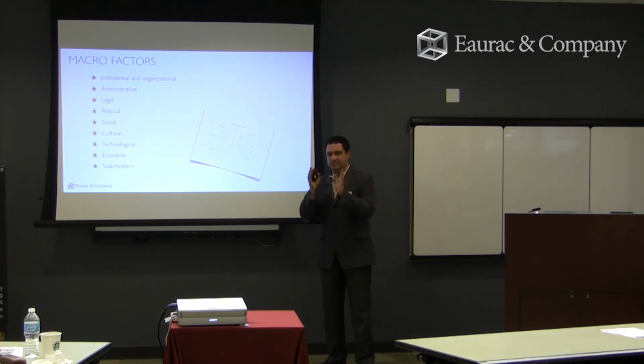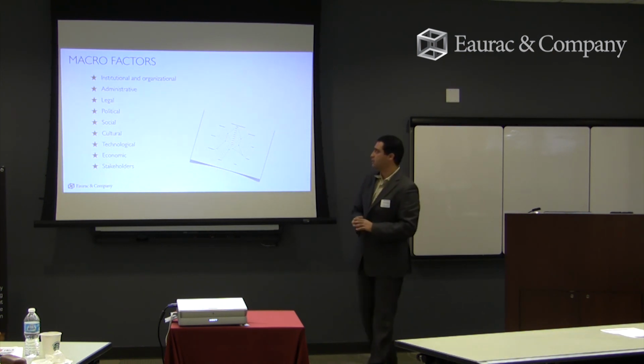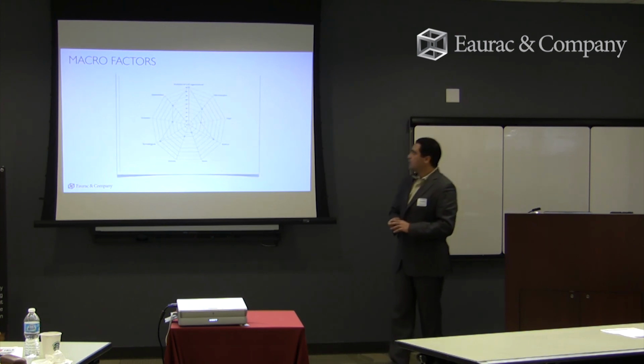So if plan A doesn't work, this is our plan B, and we need measures to know that plan A is not going to work or has started not working. It just gives us some sort of indication of where we are.